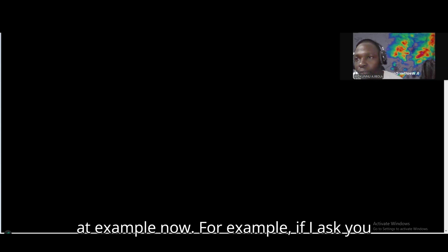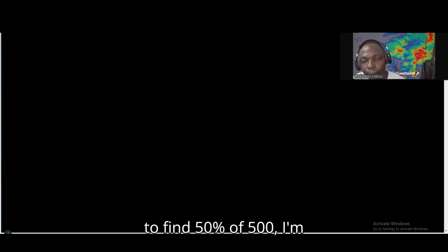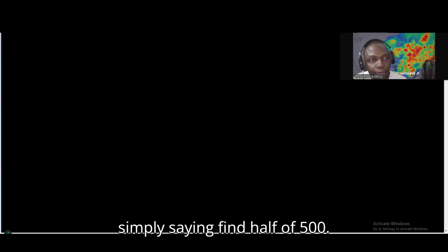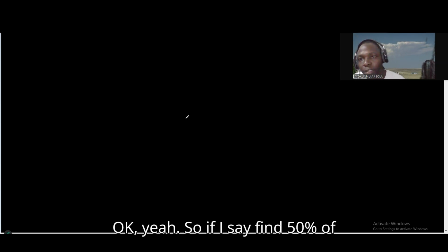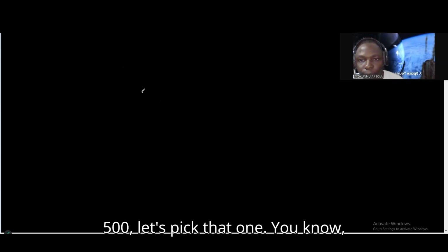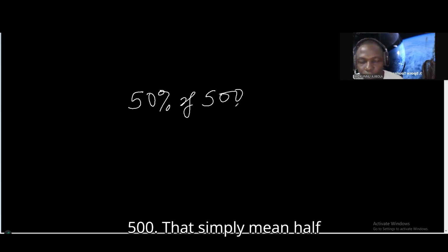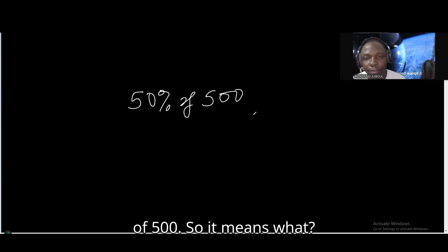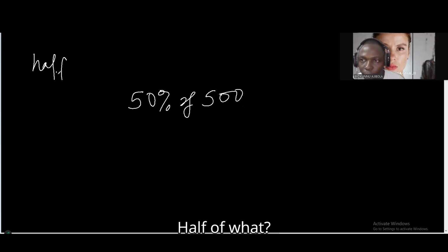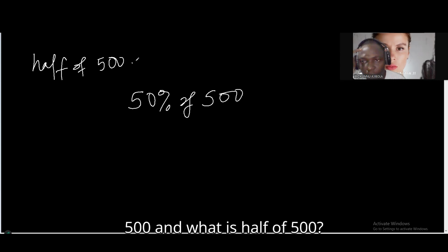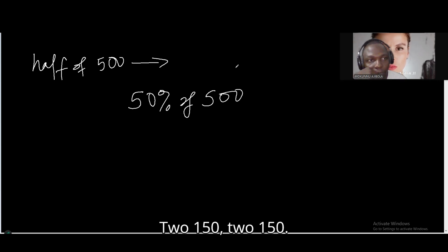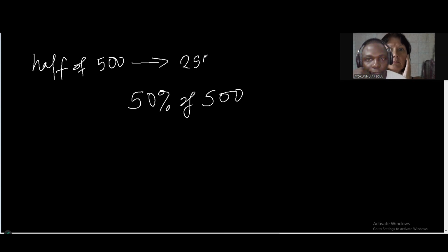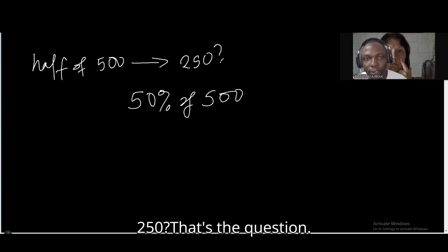For example, if I ask you to find 50% of 500, I'm simply saying find half of 500, okay? So if I say find 50% of 500, that simply means half of 500. Half of what? 500. And what is half of 500? 250. So how can I work it out and get the 250?